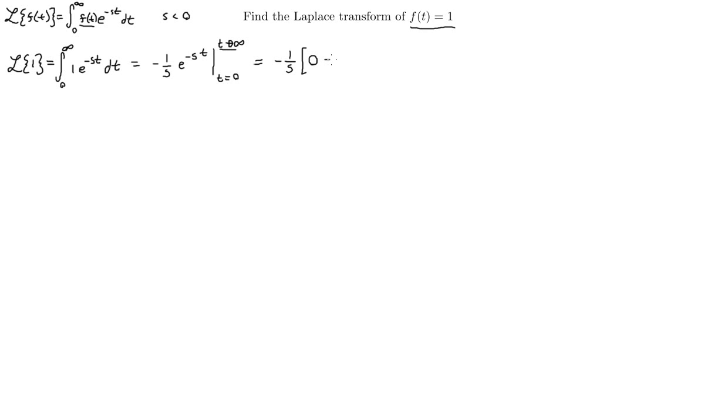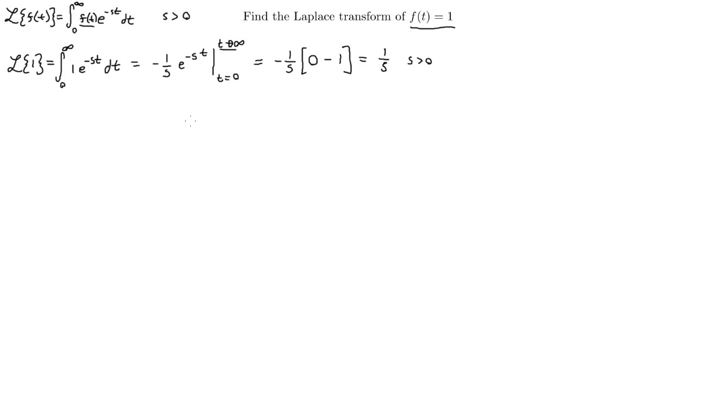And then we're going to subtract that evaluated at t equals 0. Well, e to the 0 is just 1, right? So we have a negative 1 and a negative 1 here. So this is just going to be 1 over s, right? And we don't have to worry about s equal to 0 because remember, s should be greater than 0. Got turned around here. s is greater than 0, right?